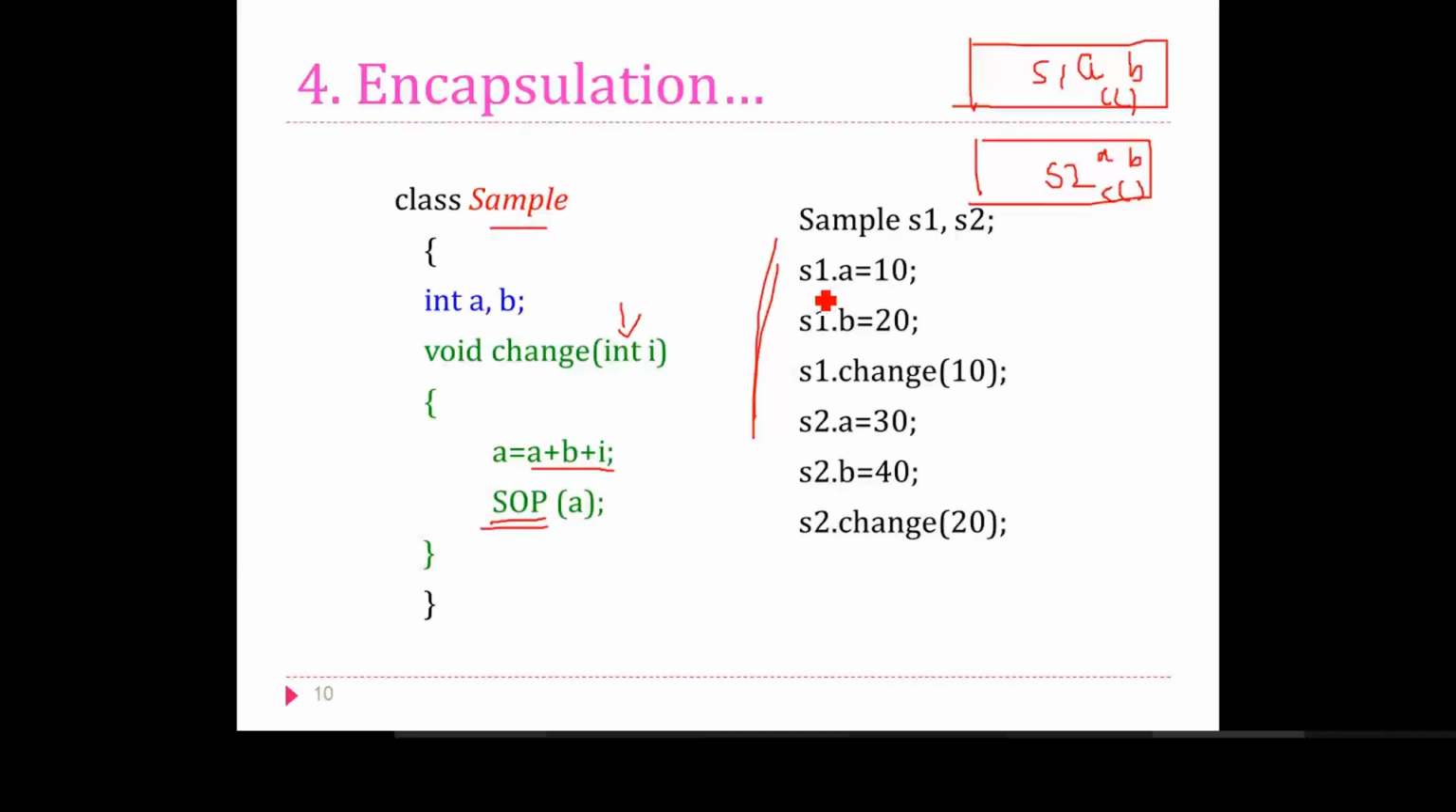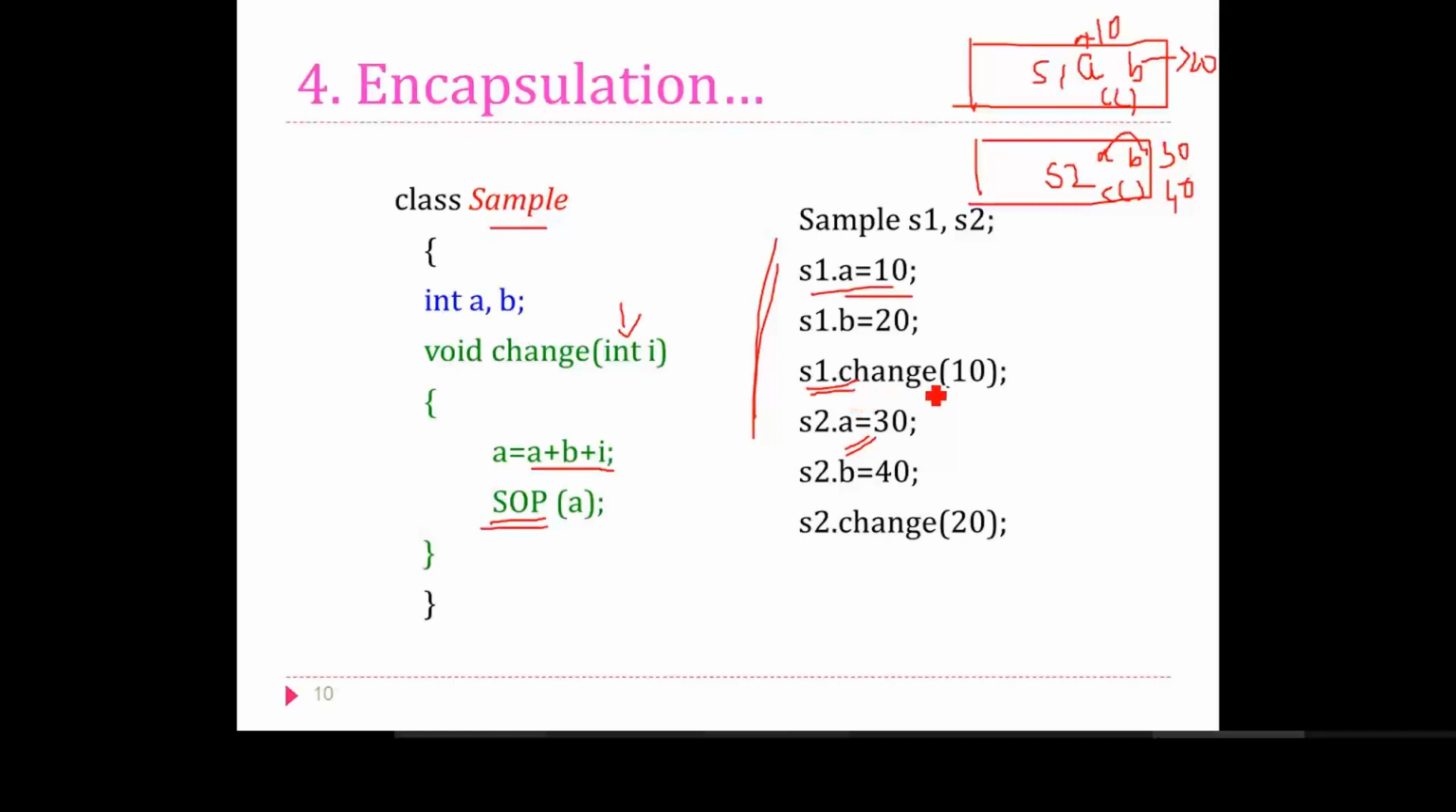If I assign S1.A, obviously this A value will be assigned as 10. Similarly, S1.B will be assigned as 20. And similarly for S2, the values will be populated as 30 and 40. The concept here is that if I change A in S2, the value of S2's A will be changed. Remember, S1's A will not be touched at all. Only the function change, which is called by S1, alone has the rights to change the value of S1's A.